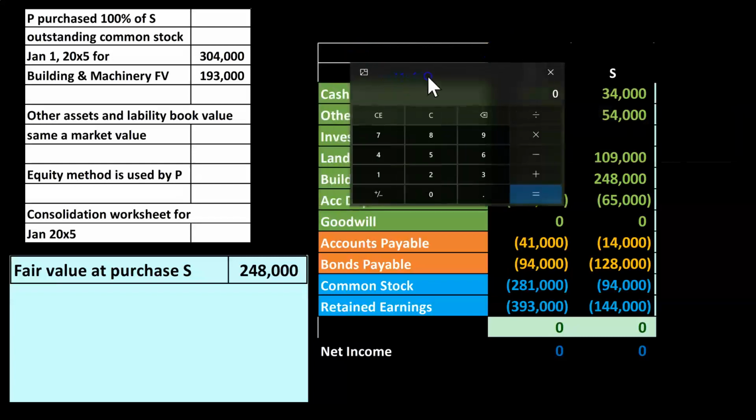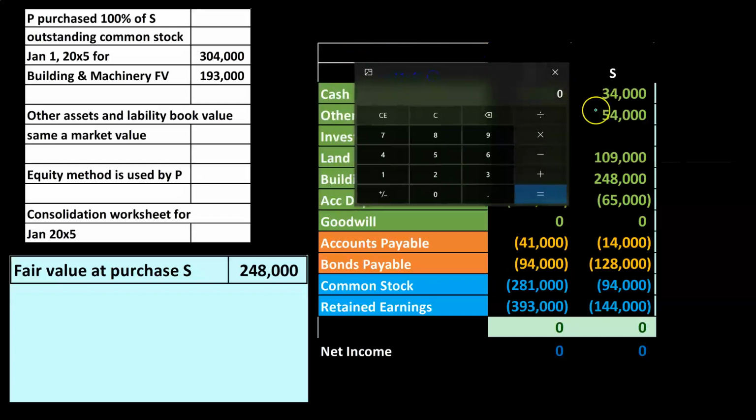And if I was to take P's numbers, and how it's going to say assets minus liabilities, or just pick up the equity section, so we can do that either way: 34,000, that's too many zeros, plus 54,000, plus 109,000, plus 248,000, minus 65,000, minus 14,000, minus 128,000. That's going to give us the 248, right?